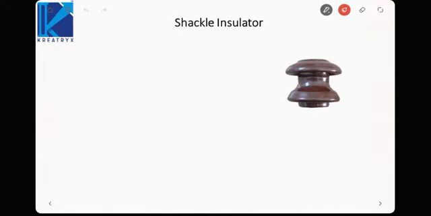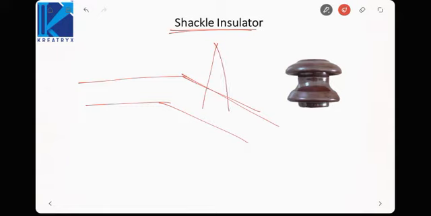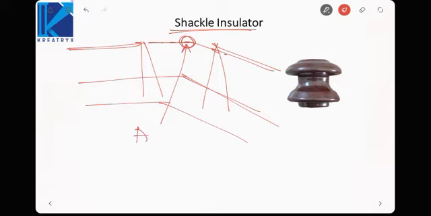Next is called as shackle type of insulator. So why is this shackle type of insulator used? Suppose we have a road that is going like this. So one tower is there, one is here. If transmission line is coming like this and it has to go like this, then if we directly connect it, there will be a sharp turn, and due to this sharp turn, here area will be less, due to which current density will be more, due to which electric field will be higher. So we will say that it is overstressed due to high electric field.